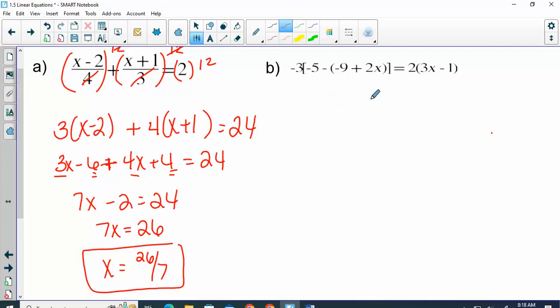All right, we have a lot of things going on here. These brackets are just like another set of parentheses. When you're working with those, you start on the inside. So first thing I need to do is distribute a negative through that. So we get a positive 9 and a negative 2x. Over here I can distribute my 2. So 6x minus 2.